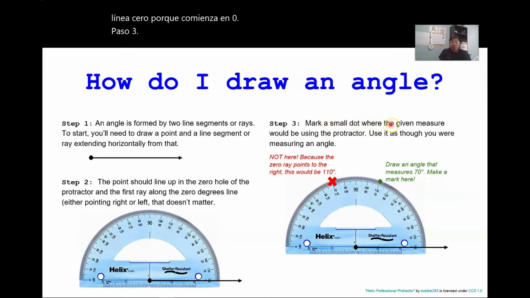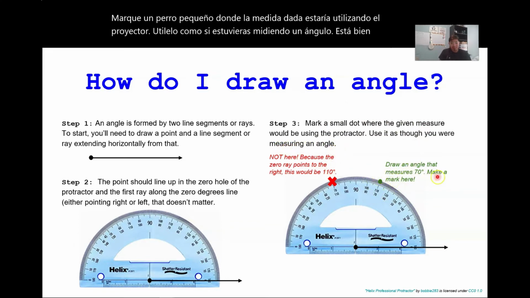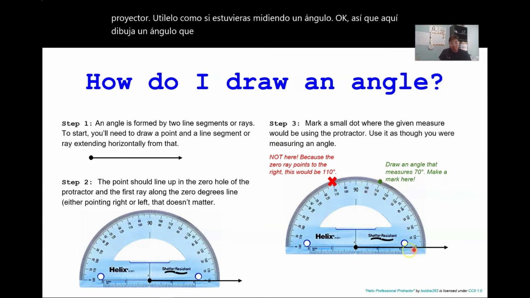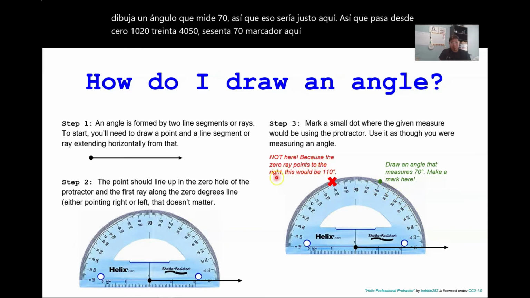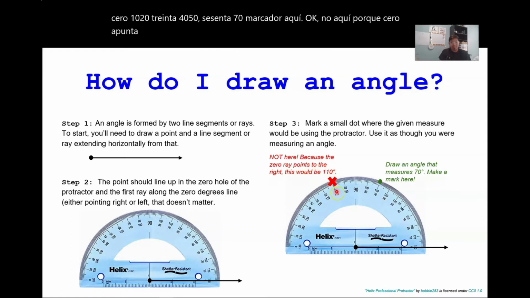Step 3, mark a small dot where the given measure would be using the protractor. Use it as though you were measuring an angle, okay? So here, draw an angle that measures 70. So that would be right here. So go from 0, 10, 20, 30, 40, 50, 60, 70. Mark it right here, okay? Not here because the 0 ray points to the right. This would be 110, okay? And we want a 70-degree angle, which is right here. So you count from 0.